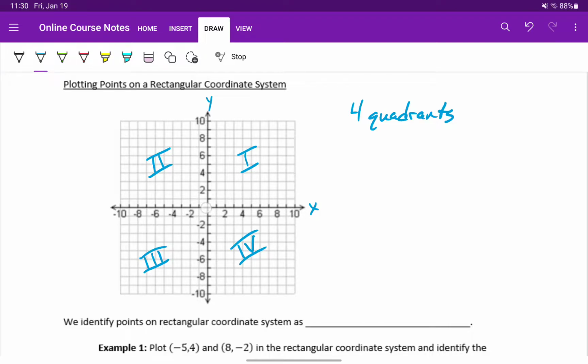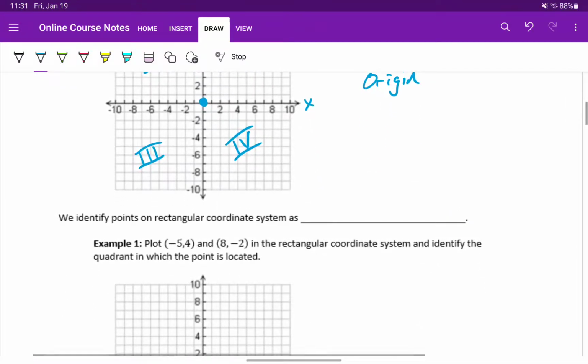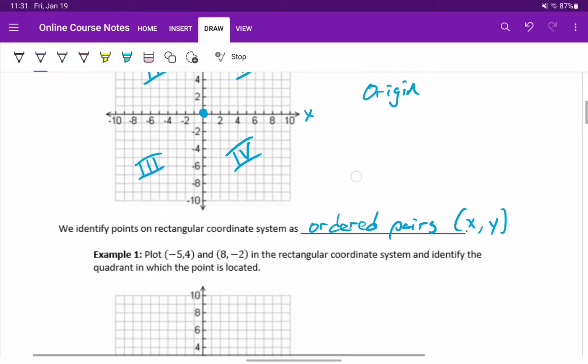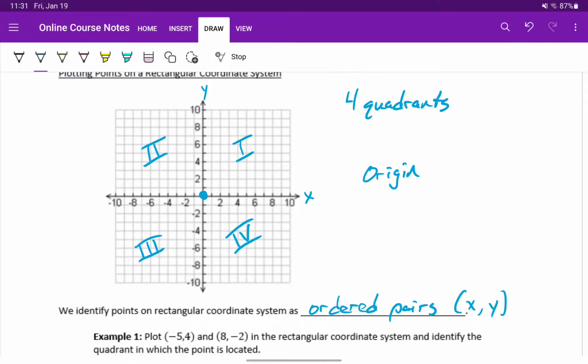We also have a point right at the center, which we refer to as the origin, right where our x and our y axis meet. We can identify points on a rectangular coordinate system as ordered pairs, which are expressed in the form x comma y inside a set of rounded parentheses. Keep in mind this is different than interval notation. We're not expressing a range of values, just the particular x and y values that correspond to a specific point.